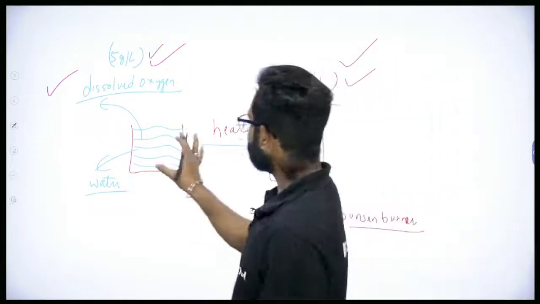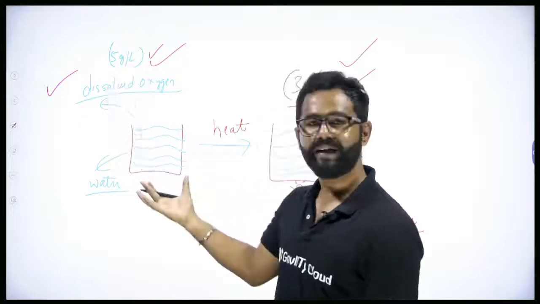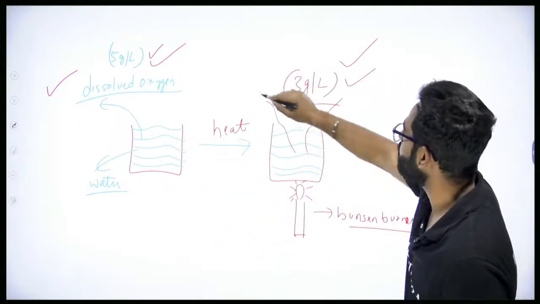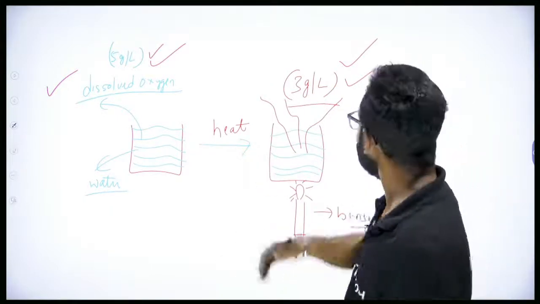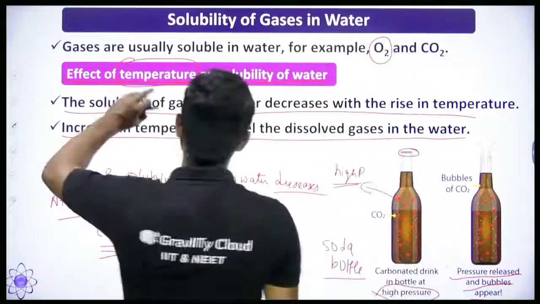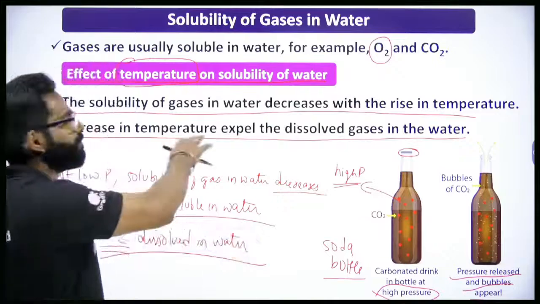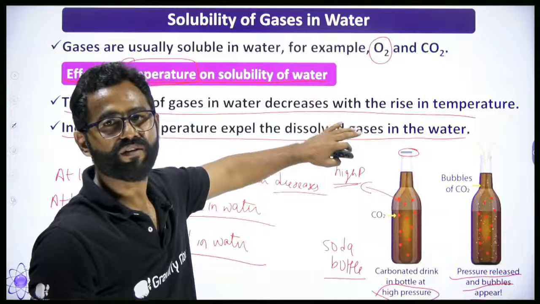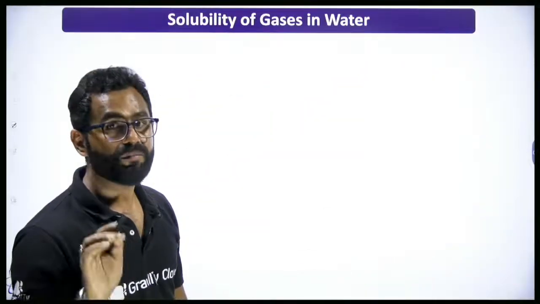Yes. So we have this beaker which contains dissolved oxygen, right? 5 gram per liter. I heated it. On heating, what happens? The gas is removed. The gases came out. Which one? Dissolved oxygen. And the solubility remained to be 3 gram. So the solubility of gases in water decreases with the increase in temperature. When you increase the temperature, it expelled the dissolved gases in the water. Simple.